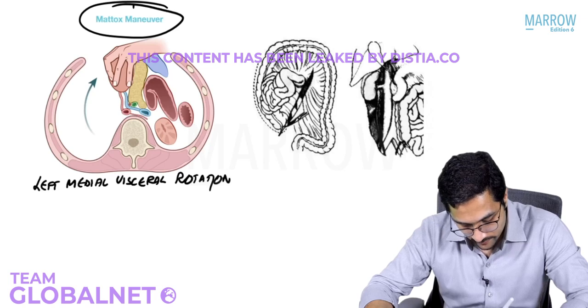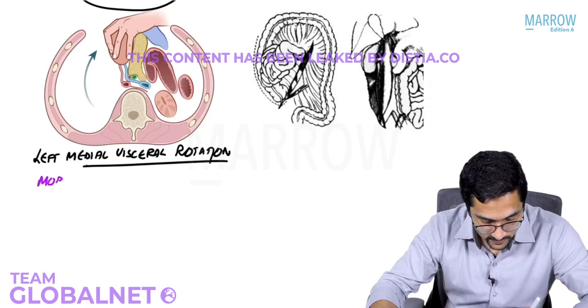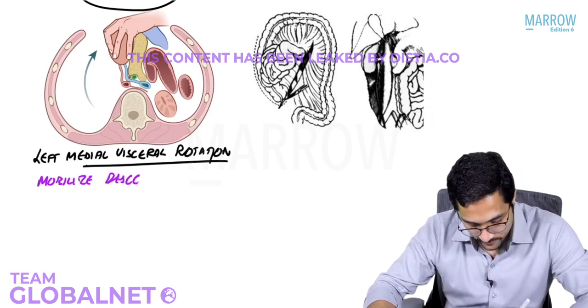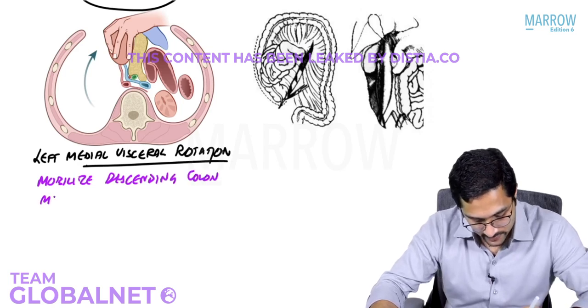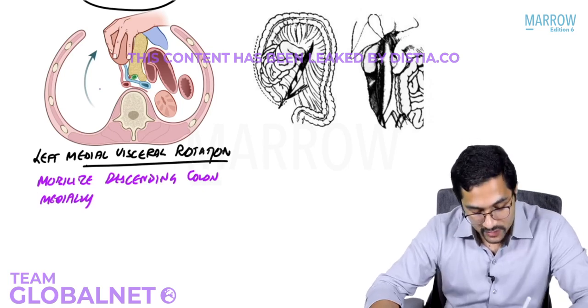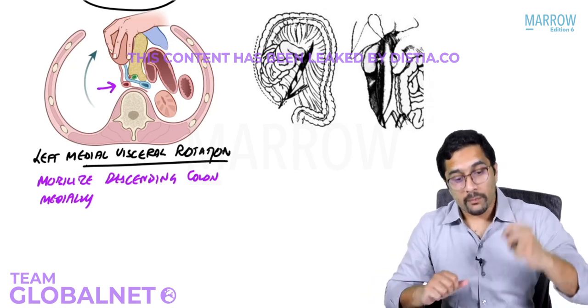What does this mean? This means that we are going to mobilize the descending colon. We will mobilize the descending colon medially. And when we mobilize the descending colon medially, that will expose the aorta behind it. So to expose the aorta, we do a Mattox procedure.